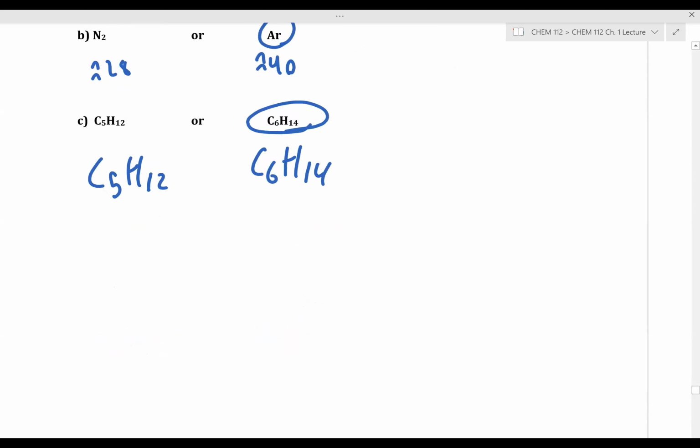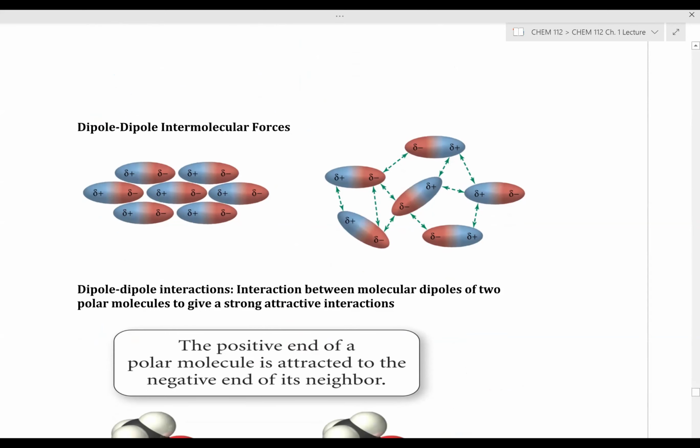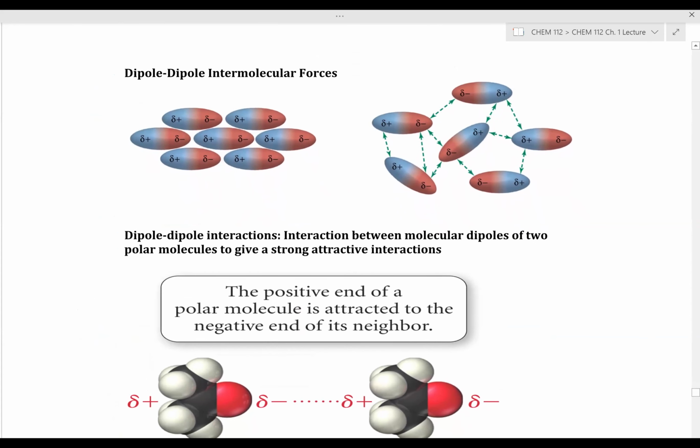Okay, let's now take a look at the next type of intermolecular interaction, which is dipole-dipole interactions. So dipole-dipole intermolecular forces, as their name implies, are an interaction between molecular dipoles of two polar molecules to give strong attractive interactions. So what types of molecules do we observe dipole-dipole interactions for? Polar molecules.